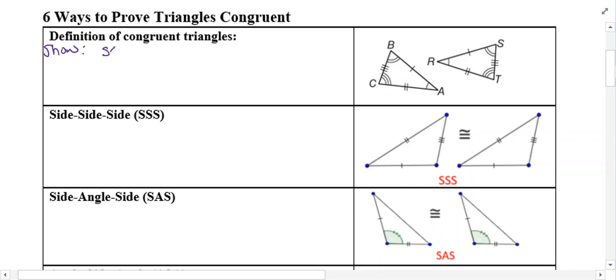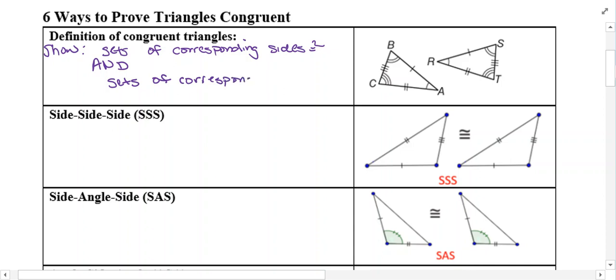Sets of corresponding sides congruent, and sets of corresponding angles congruent. To be clear, we had to show all 3 sets of each one of them are congruent.